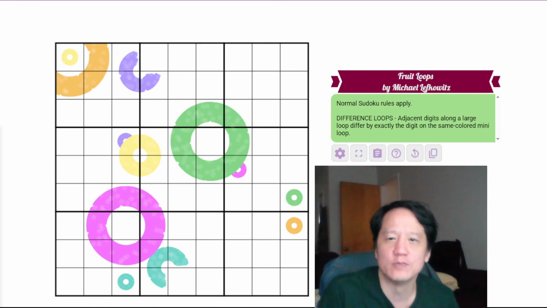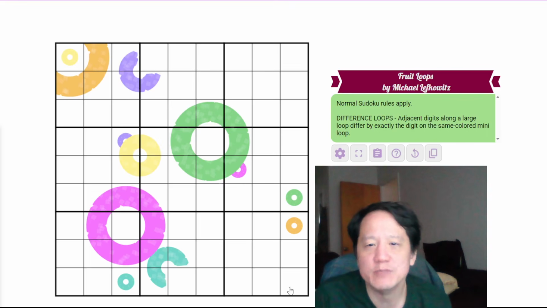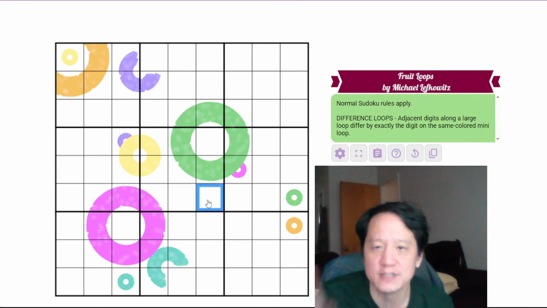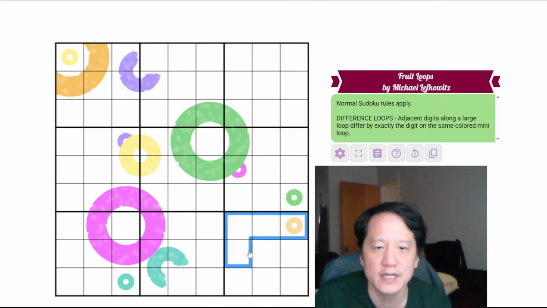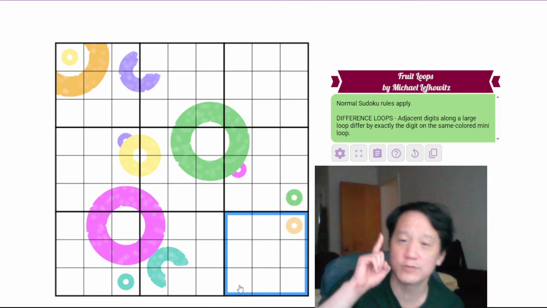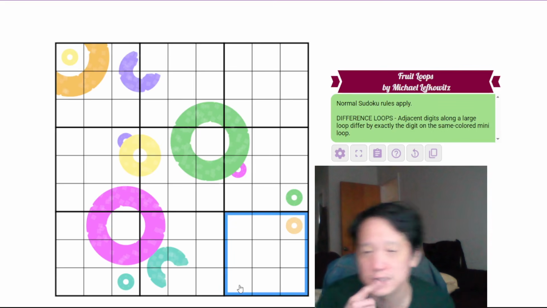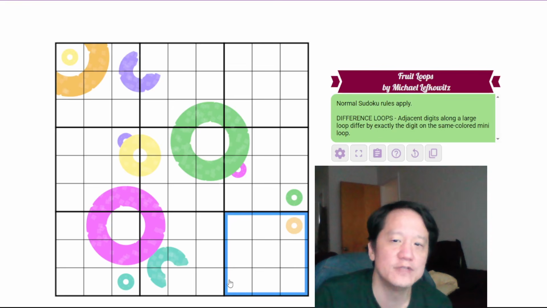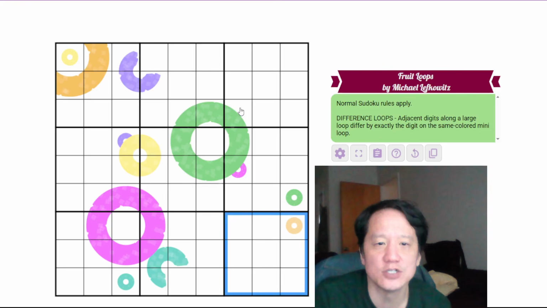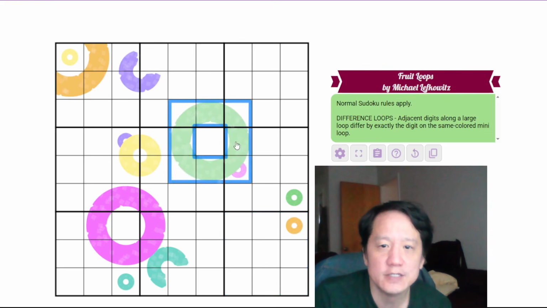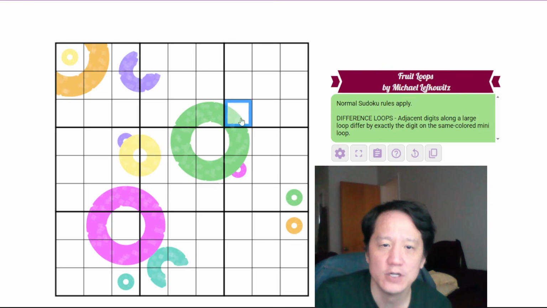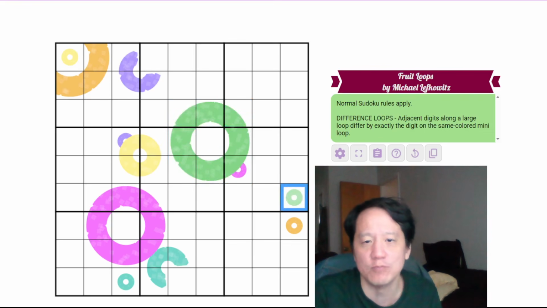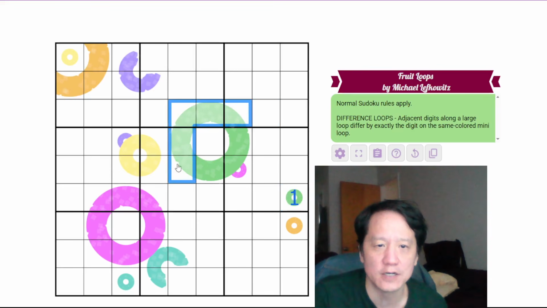Normal Sudoku rules apply, which means in every cell in the grid, place a single digit such that every row, column, and designated 9-cell region contains the digits 1 through 9 exactly once each. We also have difference loops, where adjacent digits along a large loop differ by exactly the digit on the same colored mini loop. So for example, if this were a 1, the cells on this big green loop must have a difference of 1 between them.